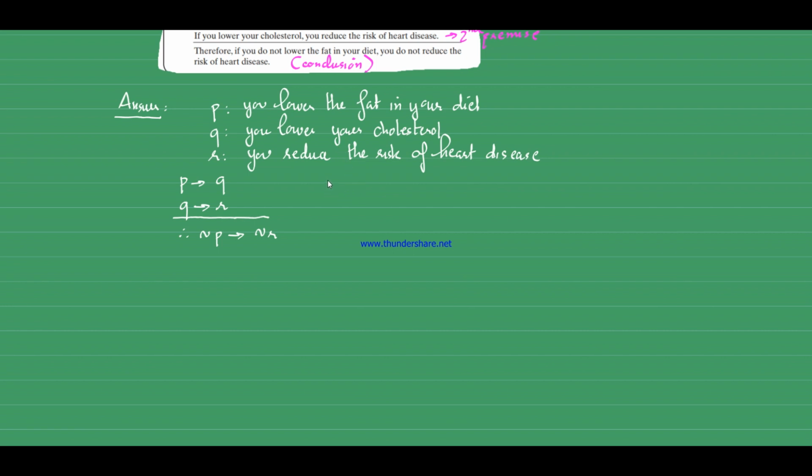So let me write the conditional statement again for this argument right here. I have P imply Q, then we do conjunction, Q imply R, then imply negation of P imply negation of R. Okay, now let's go ahead and load the true-false table.